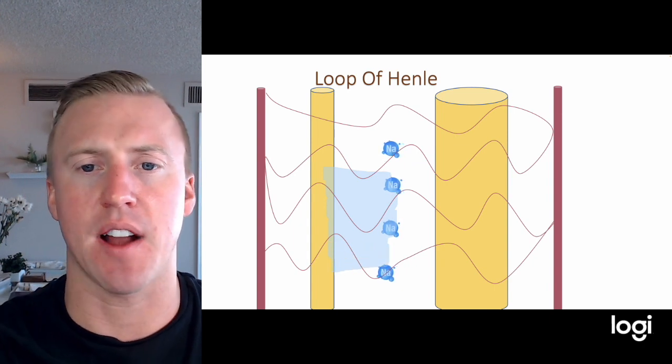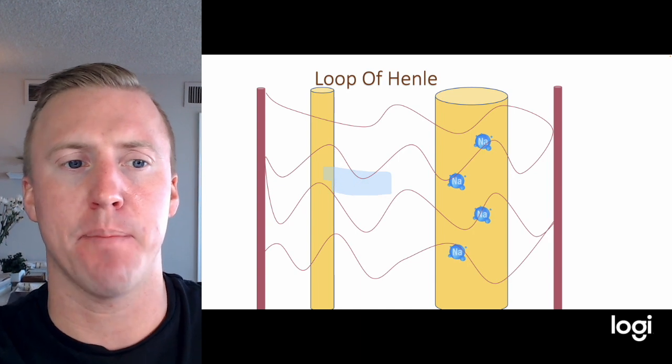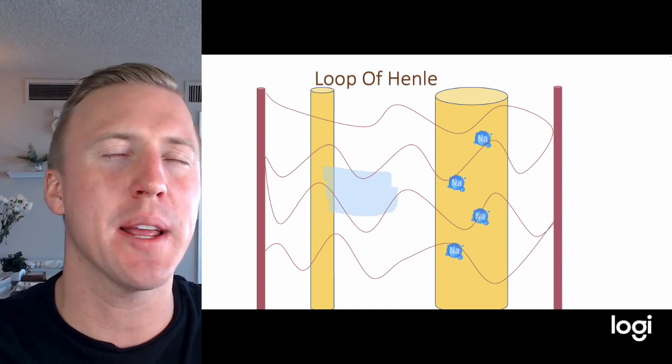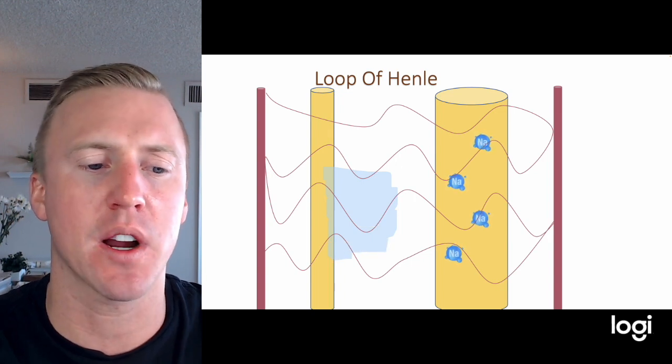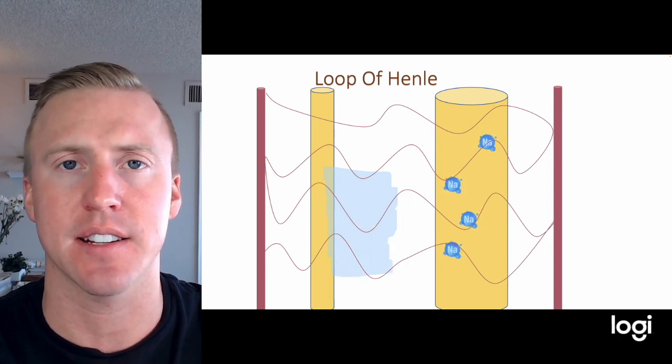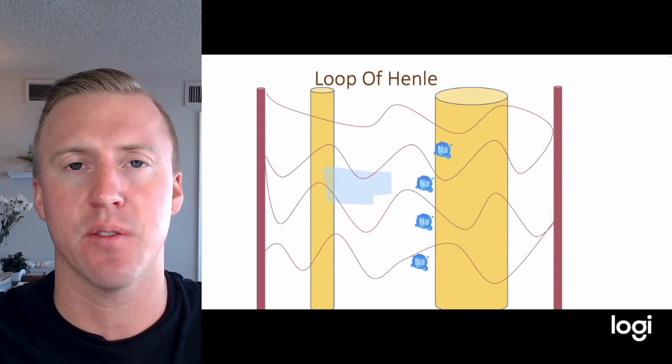We then have the vasa recta here, which will reabsorb all that water back into the blood. We get about 20% of our reabsorption of our sodium chloride here. So our medications that work on the loop of Henle, we call loop diuretics, like Lasix. We get a good amount of diuresis from those as well.